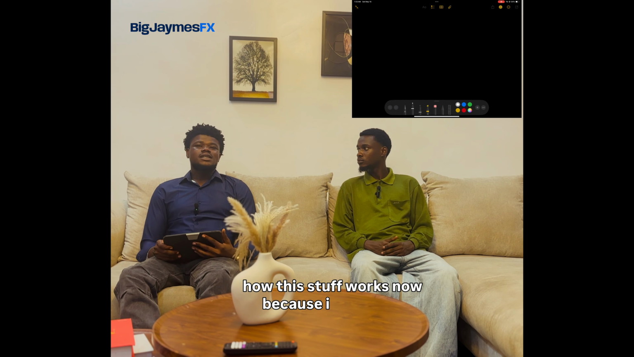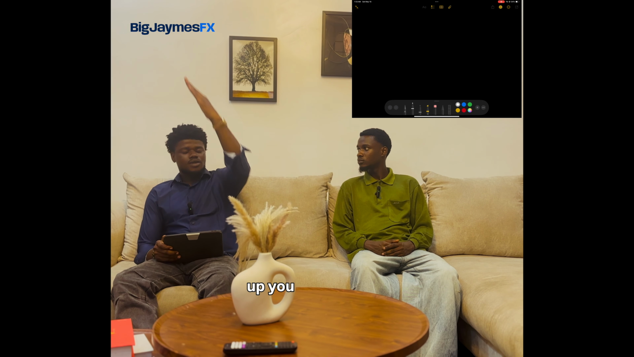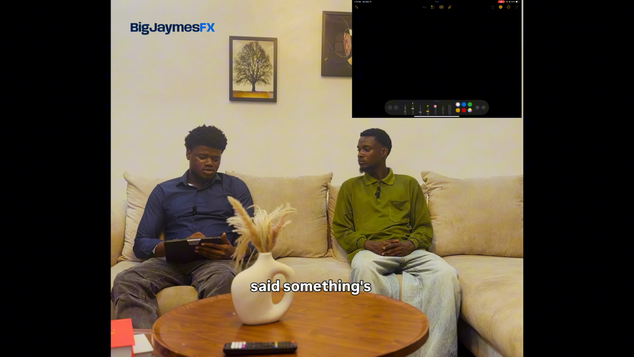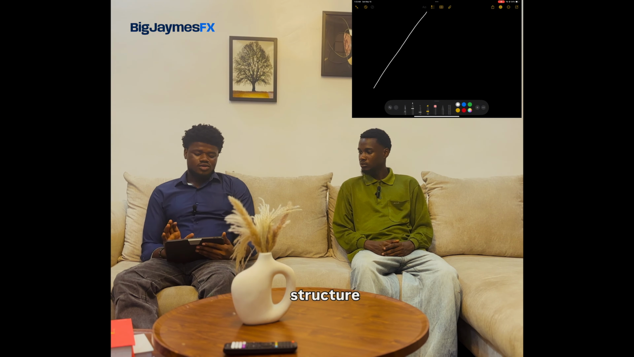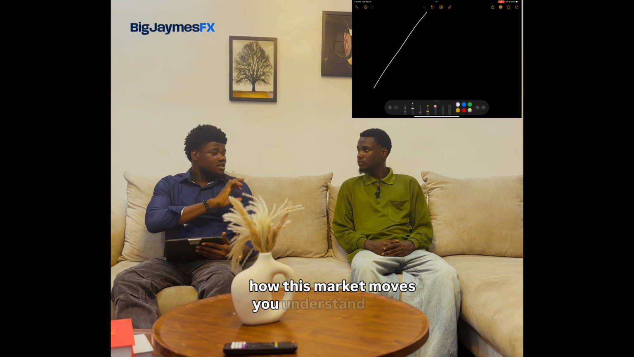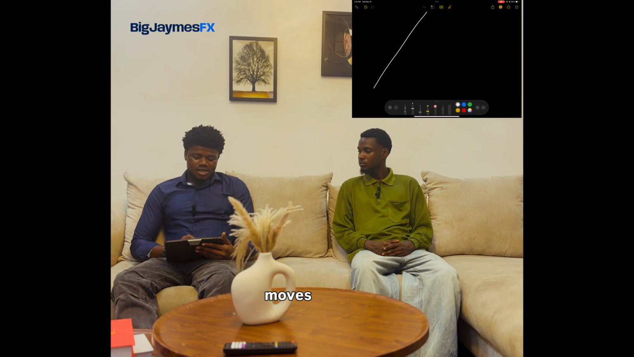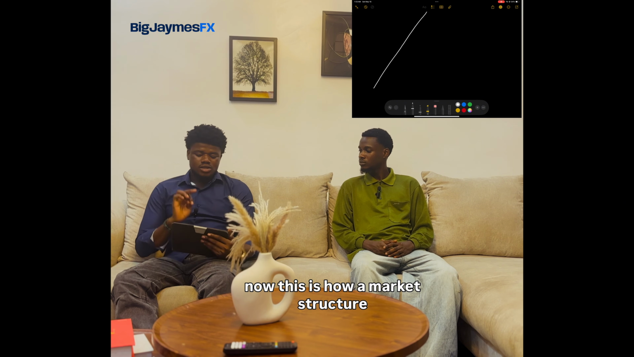Now, because I said it is a bullish market, it doesn't mean that it is just going straight up. Normally, you'd think it goes up like this, right? But that's not how the market structure is. You need to understand how this market moves. It moves like a zigzag, but gradually it's pushing towards the upside. This is how a market structure moves.